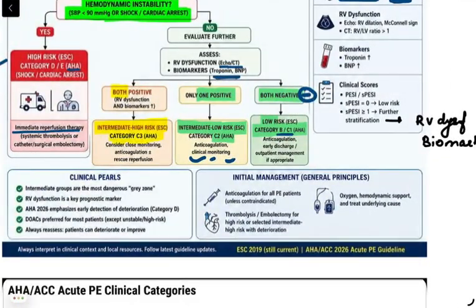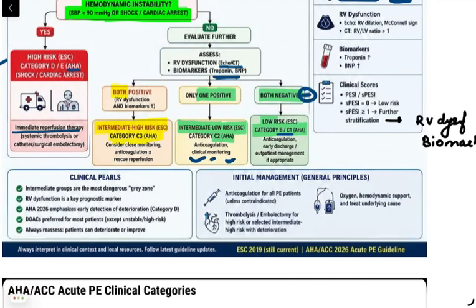The initial management is oxygen, hemodynamic support, treating the underlying cause, and anticoagulation for all pulmonary embolism patients unless contraindicated. Provoked versus unprovoked pulmonary embolism: provoked is when there is an existing risk factor like surgery, trauma, or OCPs, and unprovoked is when there is no risk factor, or thrombophilias.